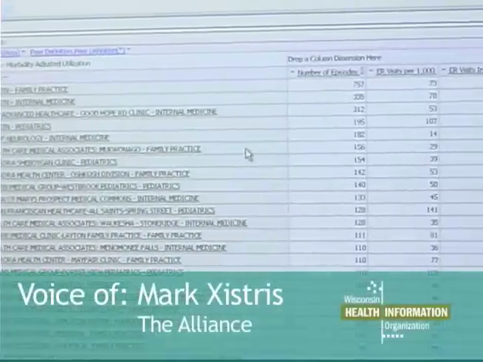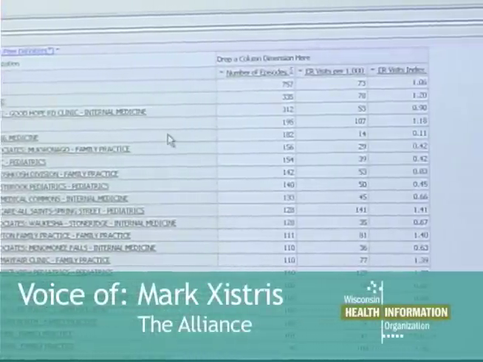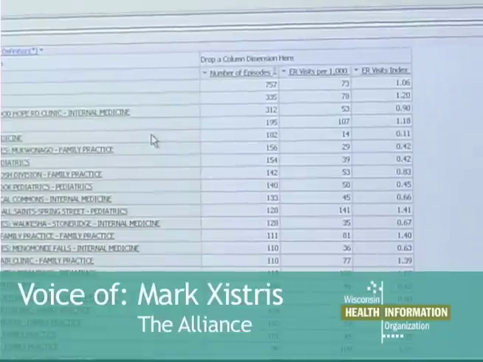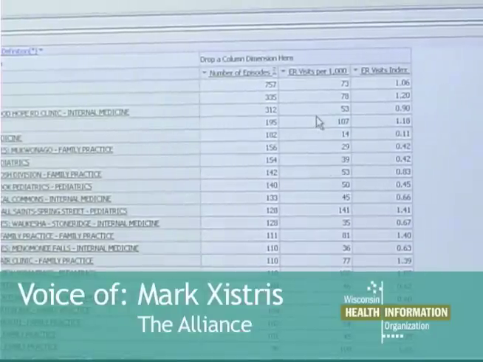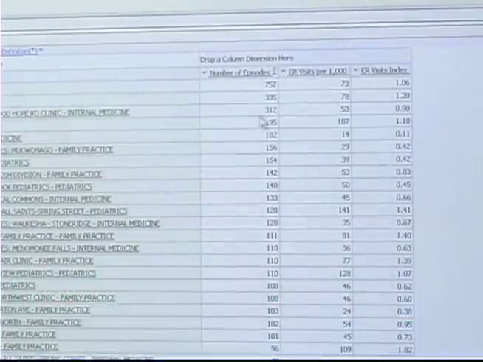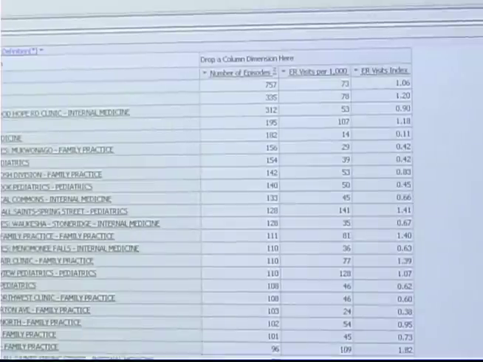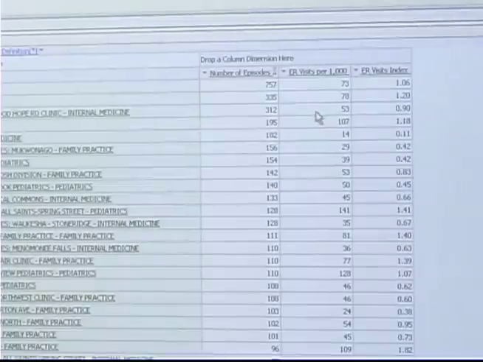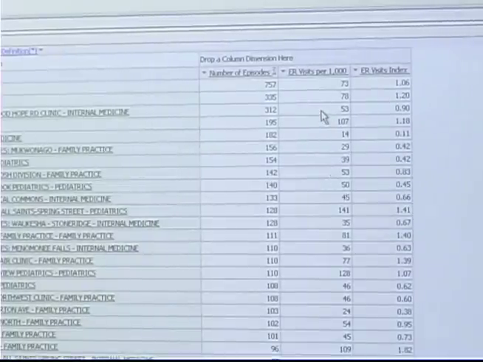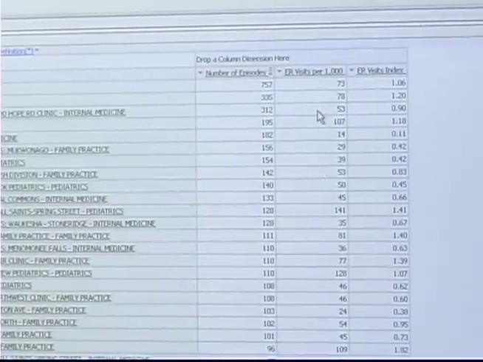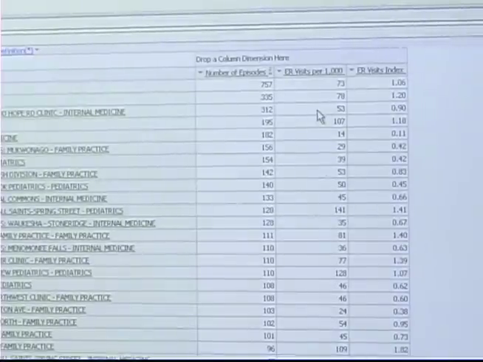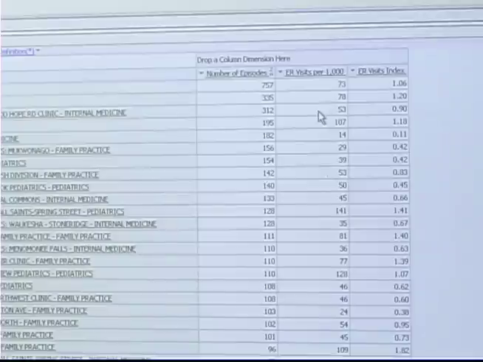We now have a report on the number of asthmatics a clinic is treating, the number of ER visits per 1,000, and the ER index. So if we look at Aurora Advanced Healthcare on Good Hope Road, they managed 312 asthmatics. There were 53 visits per 1,000, so if there were 1,000 asthmatics being managed by the clinic, they would have had 53 ER visits. And the ER visit index is 0.9.